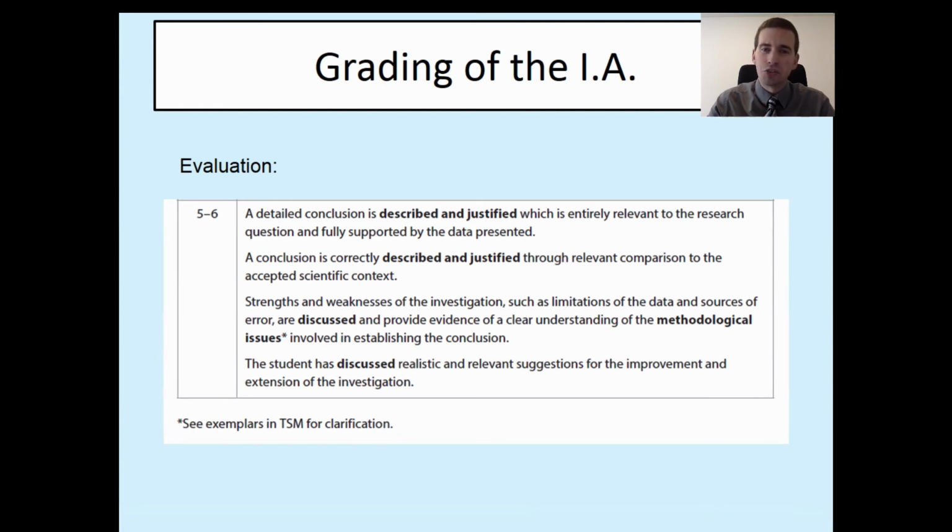Here, you need to describe and justify your conclusion. You need to link it to your research question. You potentially have to compare it to the relevant scientific context, perhaps link it back to your background information. You then have to look at the strengths and weaknesses of your investigation.